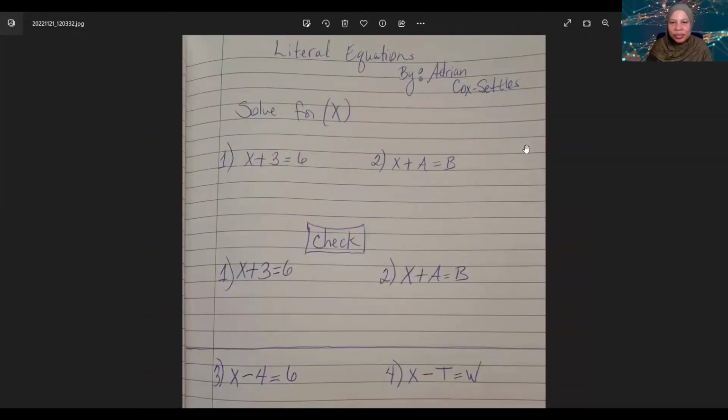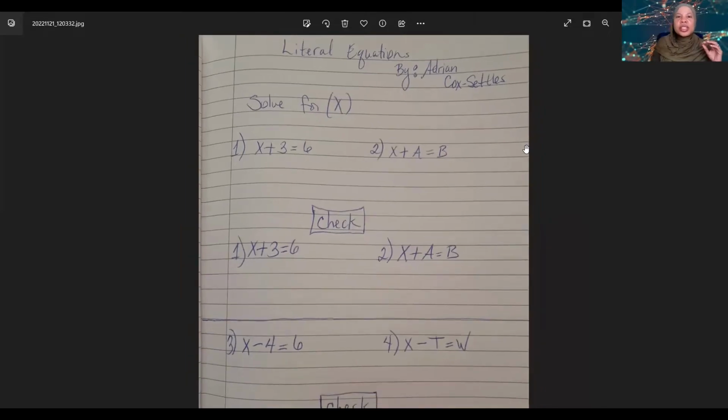Okay, now what I want to do is do the check. You know, people are like, okay, I got the answer. It really doesn't make sense. How do you check it? Okay, so let's do this. We're going to check with the first one.